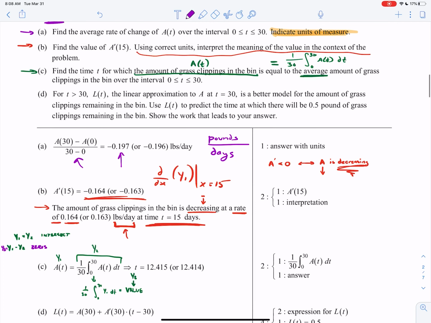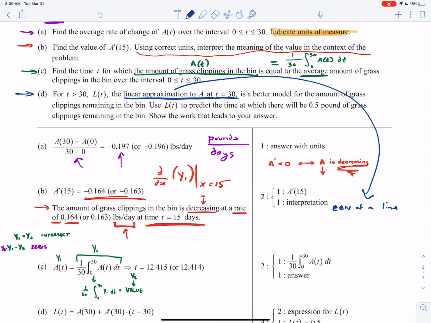Here's part D. For t greater than 30, L of t will be the linear approximation at t equals 30. They're saying that that'll be a better model for the amount of grass clippings. Use L of t to predict the time at which there will be 0.5 pounds of grass. So two parts to this problem. Linear approximation is pretty much the equation of a tangent line.